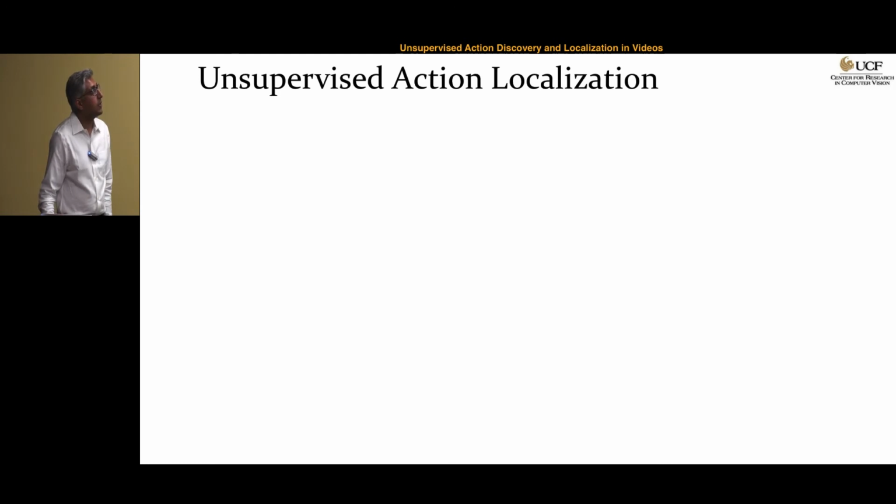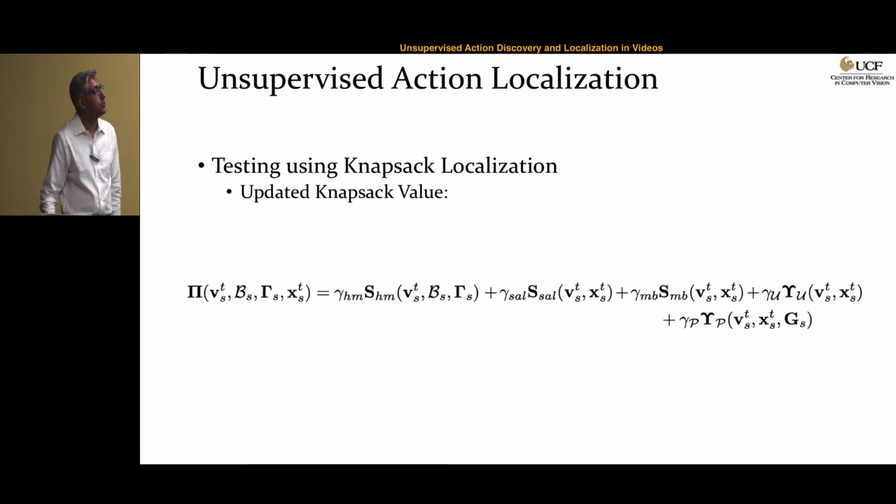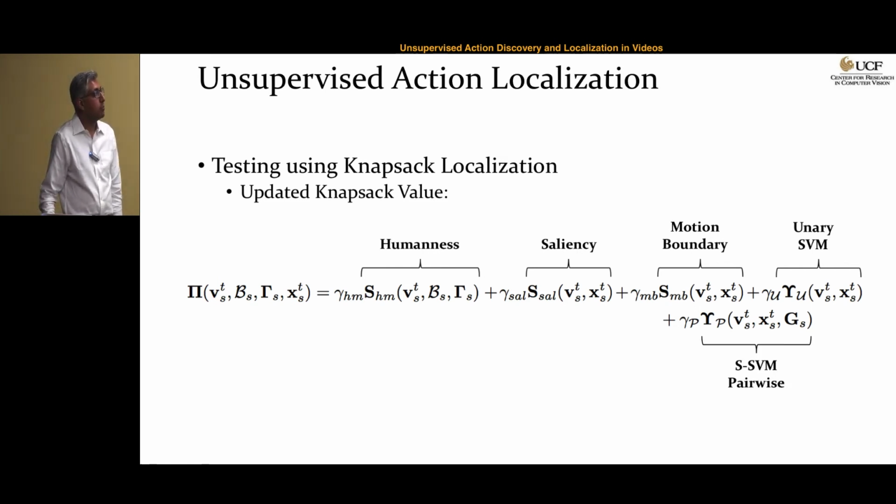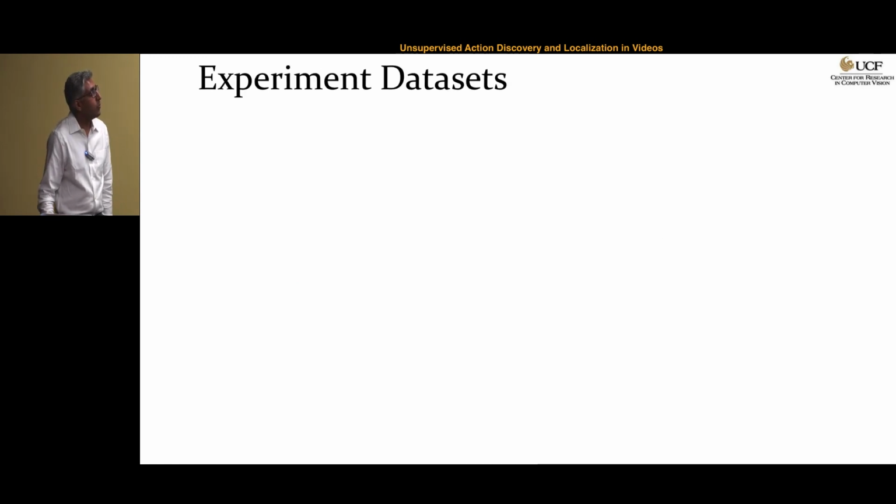Now, once we have learned these action classifiers, we update our knapsack value. So now, instead of having three components, we have five components. First were the humanness, saliency, and motion boundary. However, after using the annotations, we have now introduced a unary score for each supervoxel, as well as a structural SVM-based pairwise score. Now, once we have this, we can perform unsupervised action localization.